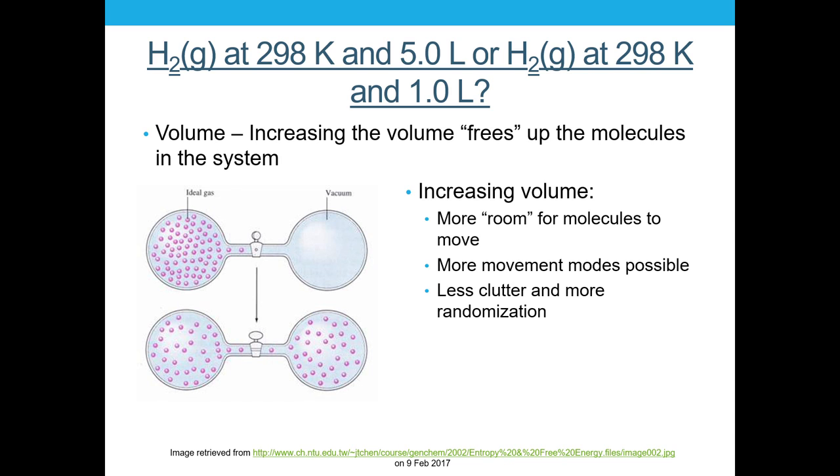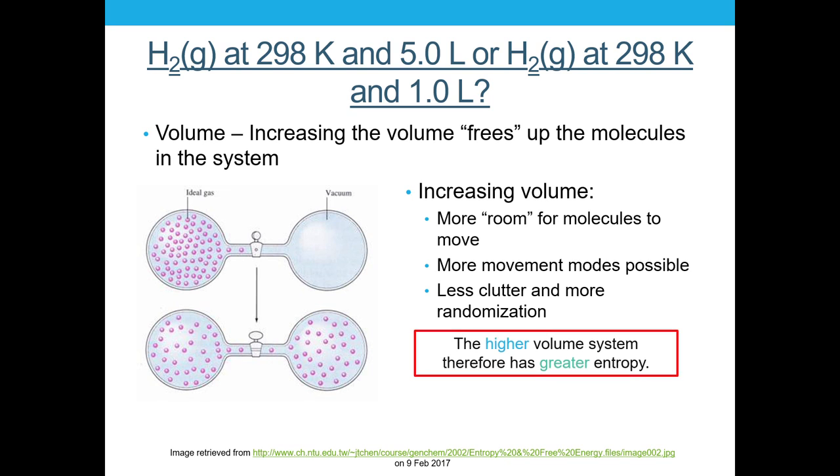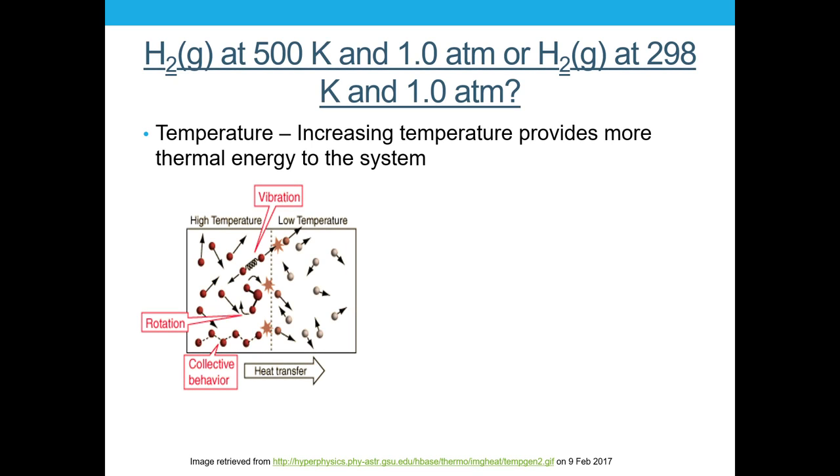While you can see on the bottom, when you increase the volume, there will be more possible states that the molecule can occupy. So you can conclude that hydrogen gas at 5 liters will have a greater entropy than hydrogen gas at 1 liter. The next example looks at hydrogen gas at 500 Kelvin and 1 atm against hydrogen gas at 298 Kelvin and 1 atm. There's pressure involved here, but there's no change there, so all we're looking for is a change in temperature, and we already went over that.